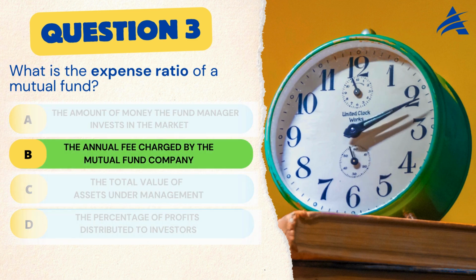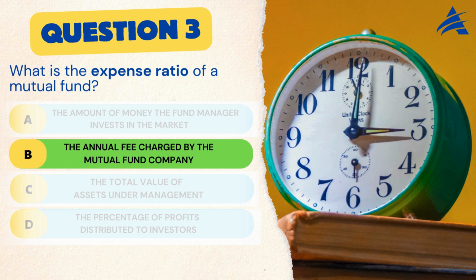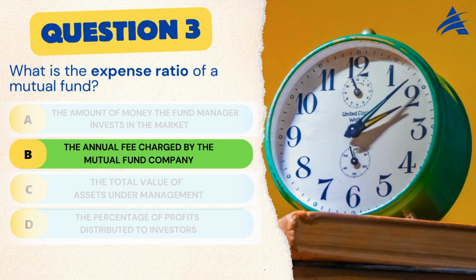The correct answer is B. The annual fee charged by the mutual fund company. The expense ratio represents the annual fee charged by the mutual fund company to manage the fund's operations. It's essential to consider the expense ratio when selecting a mutual fund as it directly impacts your returns.